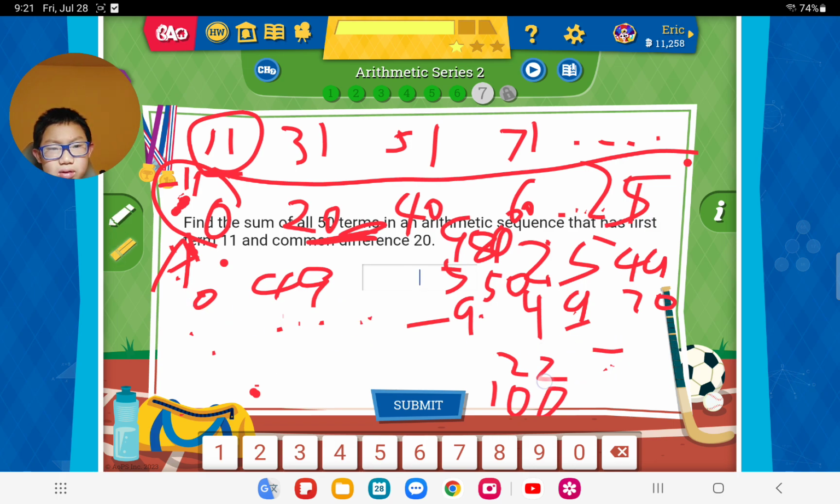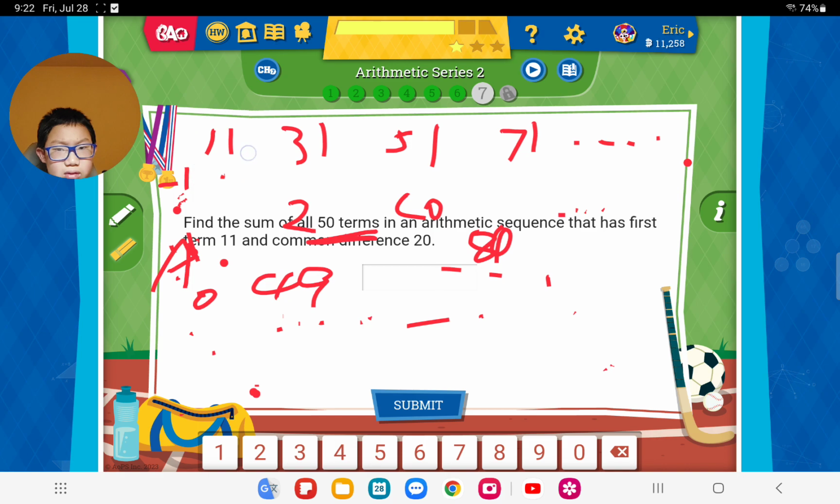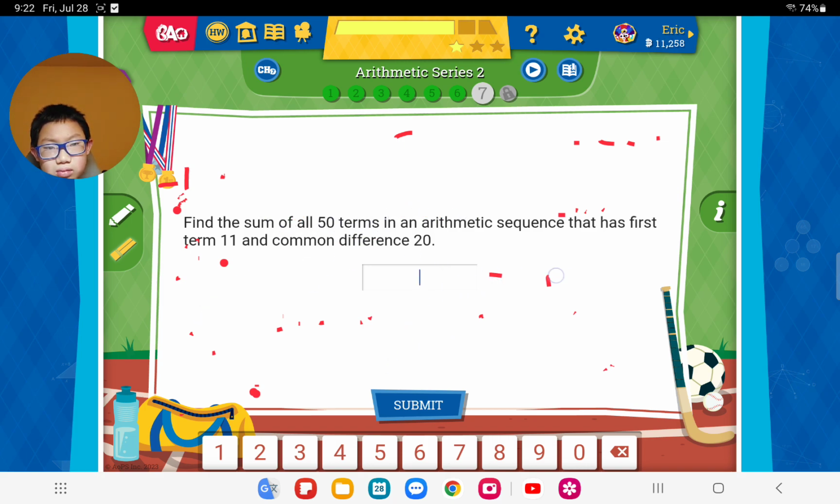I think this is too hard for you. Let me change another solution. Okay. It's too hard for you to understand. Let me change another solution.